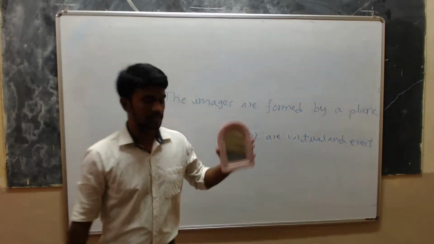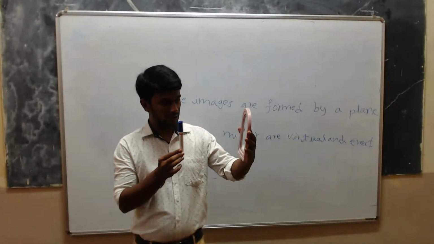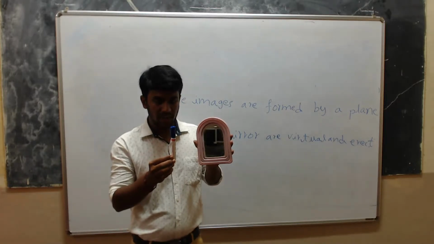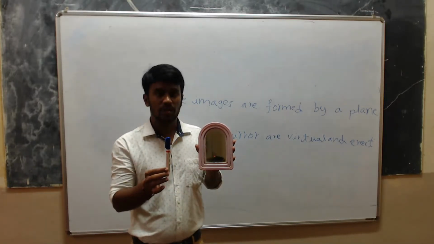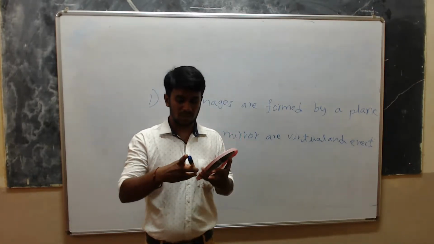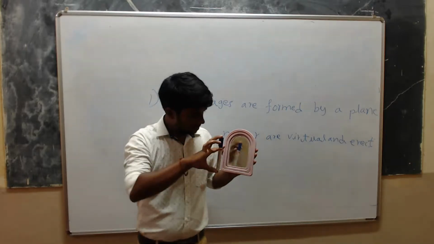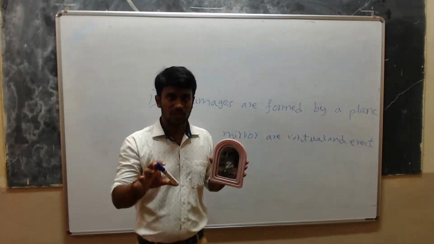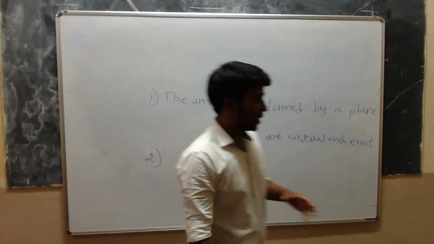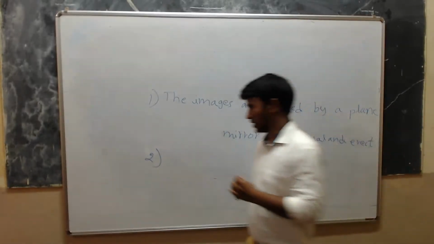We call this a plane mirror. Just observe, I am holding this marker in front of the mirror. Observe the size of the marker and the size of the marker inside the mirror: are both the same or different? Suppose it is 6 centimeter, then what is the image size inside the mirror? That is also 6 centimeter, right? So the second property says that the size of the object is equal to the size of the image.